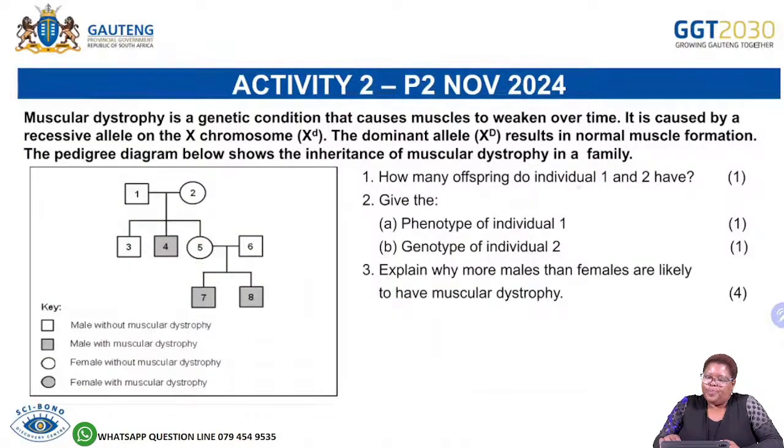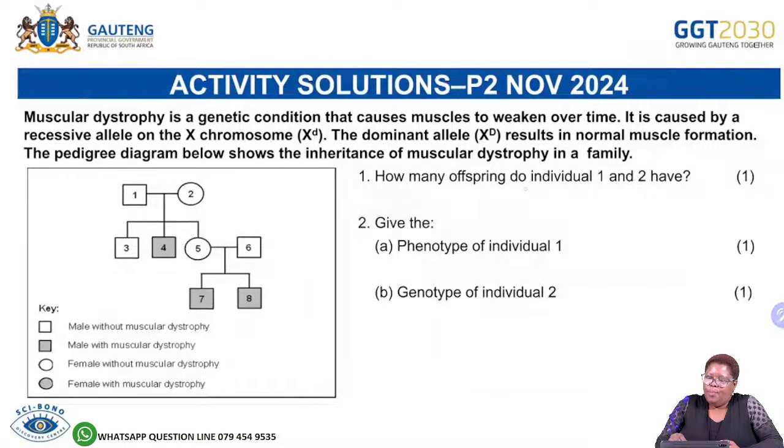How many offspring do individuals 1 and 2 have? So this is individual 1 and 2. And we are told from the passage that is given, right? We are going to read that question from paper 2 of November 2024. That is last year, still fresh.